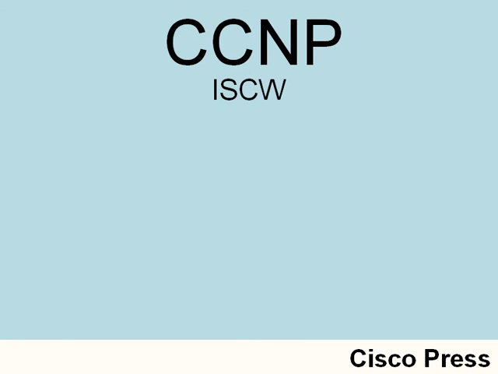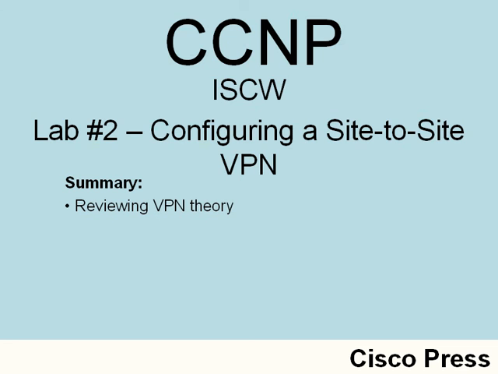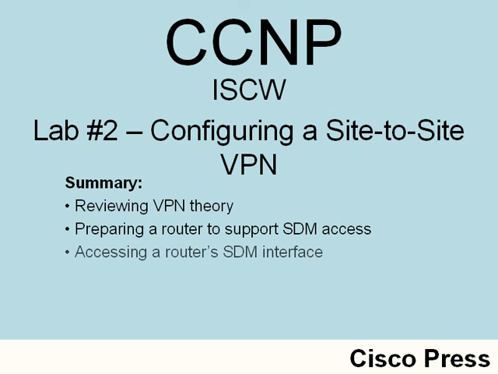Let's review where we have been in this lab. In this lab, we took a look at an ISCW topic. Specifically, we took a look at configuring a site-to-site virtual private network using IP security. We began by discussing what a VPN could do for us in terms of giving us confidentiality and assuring the integrity of the data that we were sending from one site to another site. We discussed how we could prepare the router to support SDM access via a GUI interface using a browser.